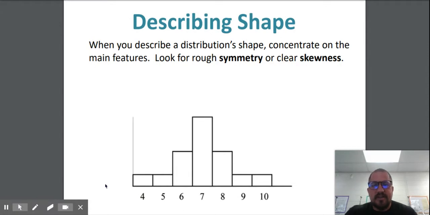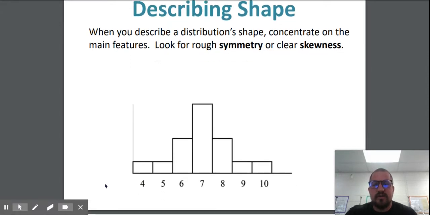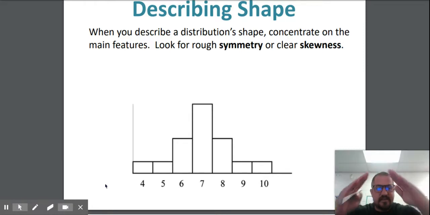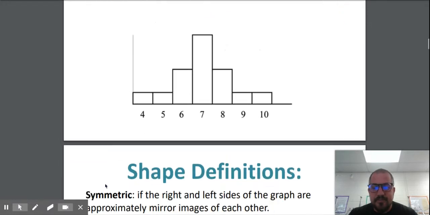When you describe a distribution shape, you want to concentrate on its main features. Is it symmetric? Roughly symmetric is what we're going to call it, or approximately symmetric. Or is there a clear skewness? Is there a clear tail in one direction or the other? If you look at this first graph right here, we would call this roughly symmetric because we do not see a tail in any direction. It looks like a normal bell curve is what you would notice there.